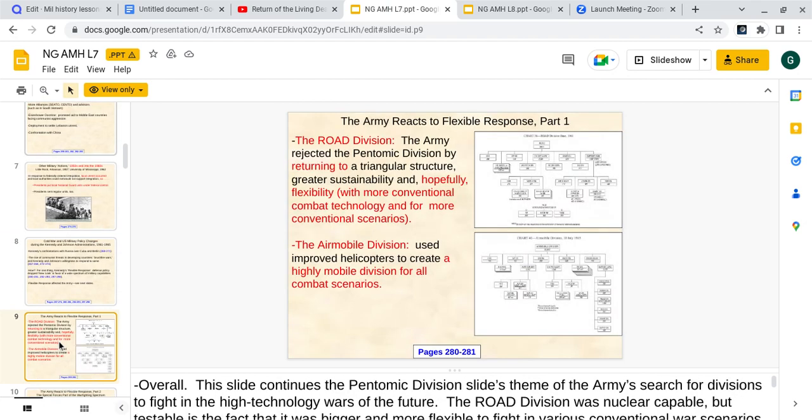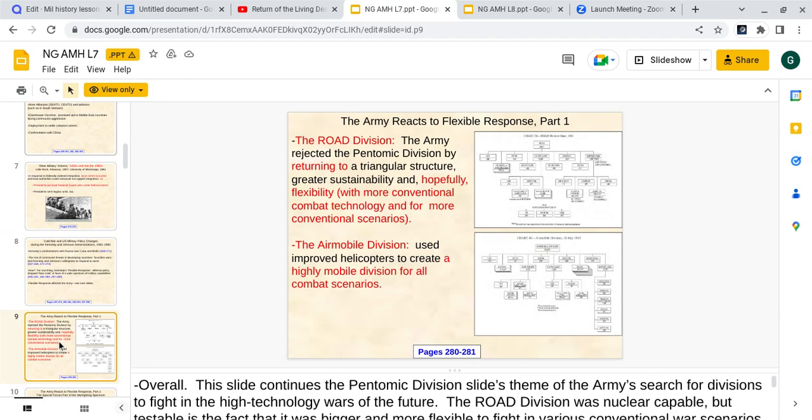So, what does the Pentomic Division get replaced with? It gets replaced with the ROAD Division. The ROAD Division is this idea of returning back to the triangular structure. Remember from the previous lessons, the triangular structure is like 3 regiments, 3 companies, 3 battalions, 3 platoons. It comes in threes, and that's to allow it to be more flexible and more easily deployable.